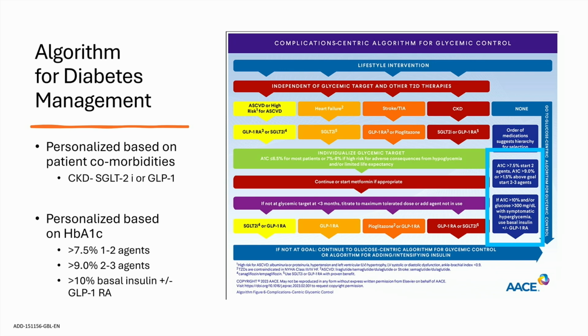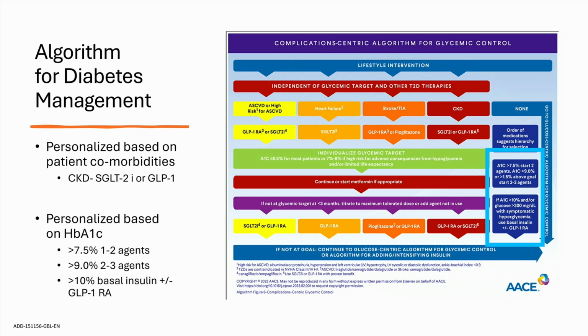So we're not treating everybody with type 2 diabetes the same anymore. We are really personalizing treatment, and we're basing that personalization on patient comorbidities. So if I have a patient who has chronic kidney disease, I might opt to use an SGLT2 inhibitor, which has been shown to preserve kidney function over time in these high-risk patients.